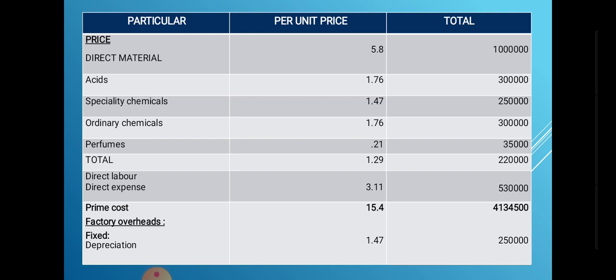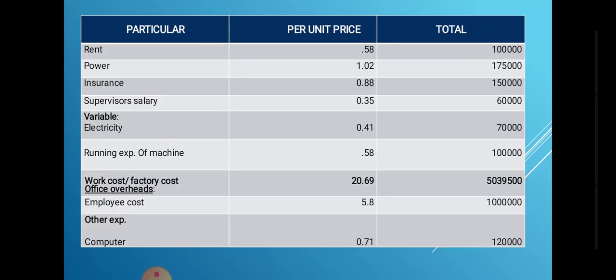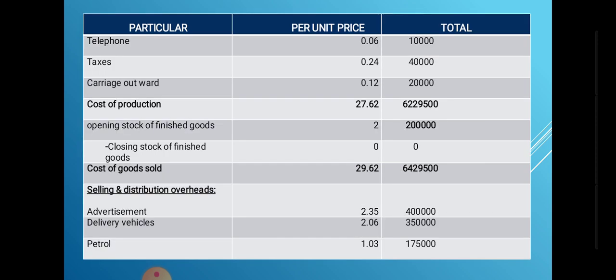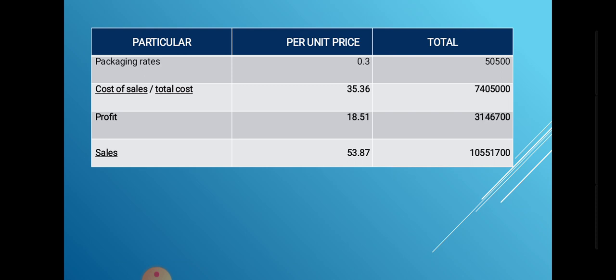This is the chart of my materials and their total price. So the particular materials are acids, chemicals, perfume, labor expense, direct expense, and here their price. This is the packaging rate. There is profit on the sale of cost.